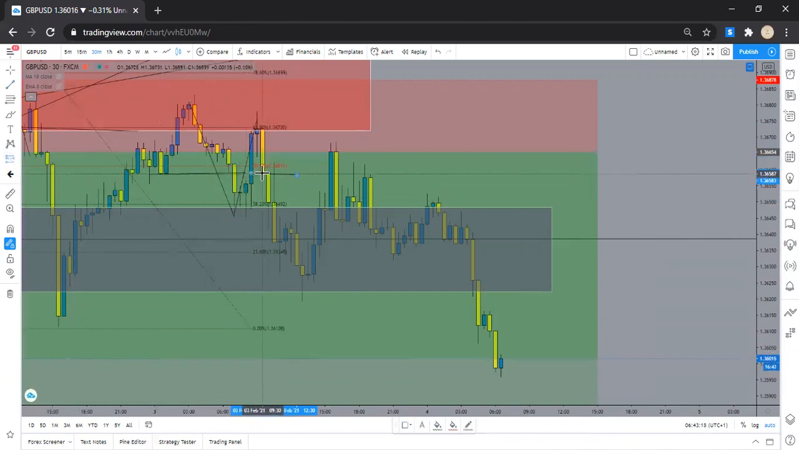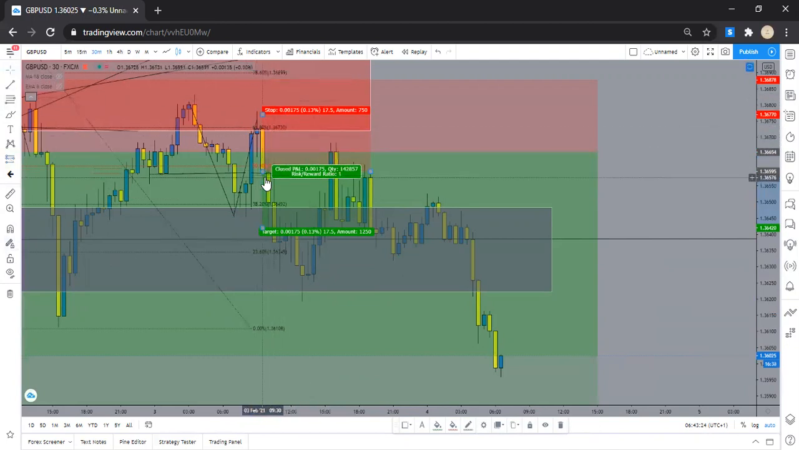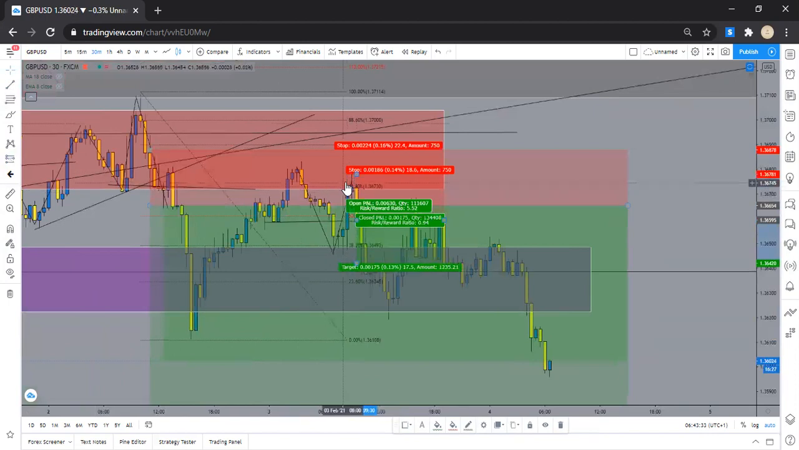That is another position for a new day. This is with your stop loss above structure. This is 18 pips. 18 plus 7, that's 25.